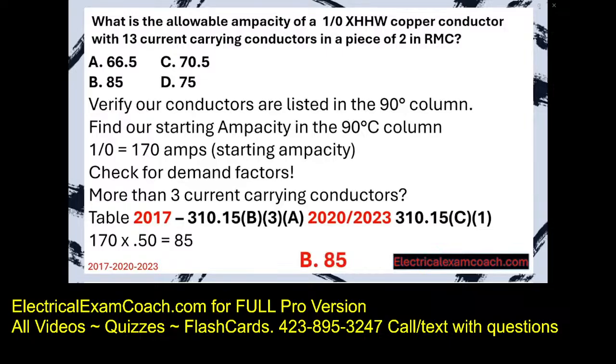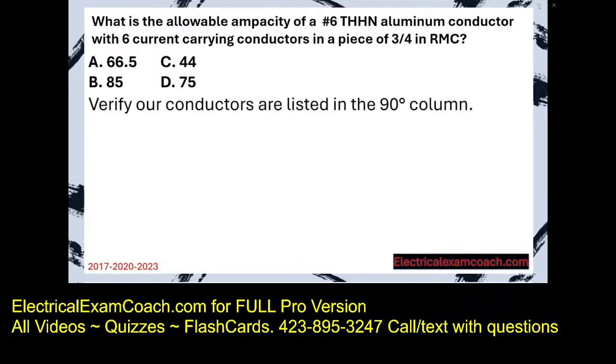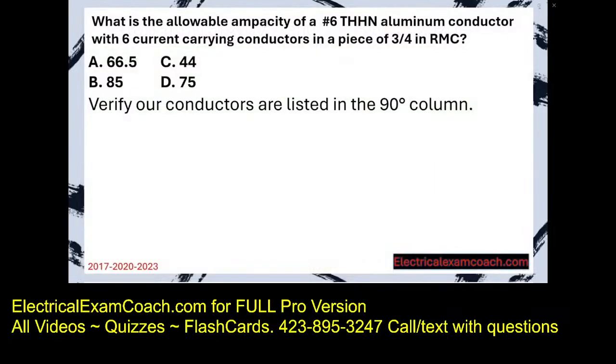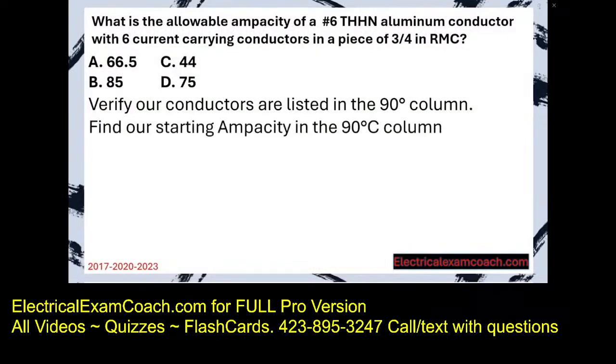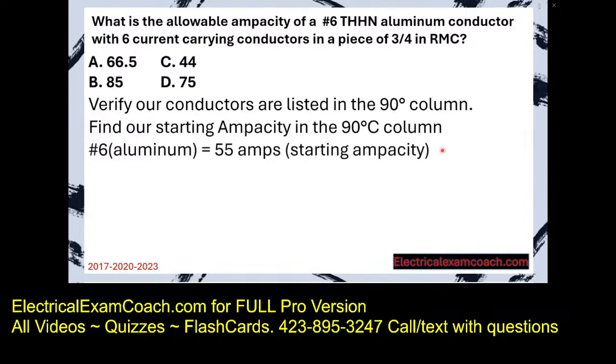What is the allowable ampacity of a number 6 THHN aluminum conductor with 6 current carrying conductors in a piece of 3/4-inch EMT? Step 1, we're going to verify that our conductors are listed in the 90 degree C column. We head there now, but we're on the aluminum side because the question requested aluminum conductors, and we find that THHN is there. Now we find our starting ampacity in the 90 degree C column. We head to our primary ampacity table on the aluminum side, and we slide down until we find a number 6. Then we're going to cross over and find that our starting ampacity is 55 amps. But we must check for demand factors.